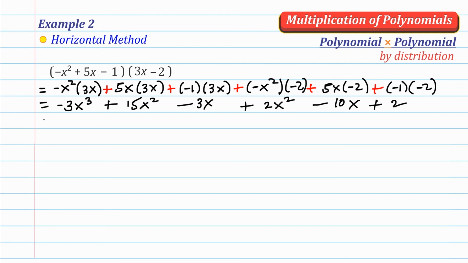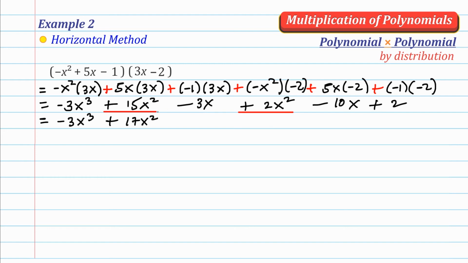Okay, now let's combine like terms and at the same time arrange in descending order of degree. Anong pinakamataas na degree dito? We have x cubed. So may like term ba siya? Wala. So we write that first. And then after x cubed, x squared, let me underline this. And then underline its like term here. So 15 plus 2 is equal to 17x squared.